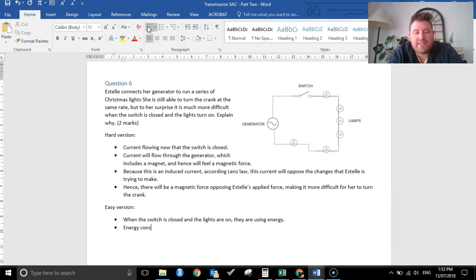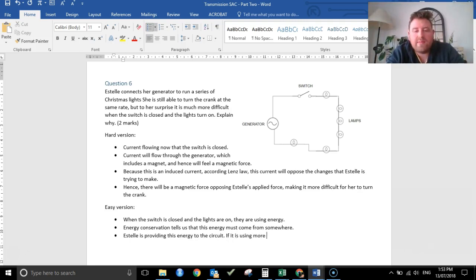Energy conservation tells us that this energy must come from somewhere. It can't just be appearing out of the ether. Not that the ether exists, as we'll talk about later. It must be provided. Estelle is providing this energy to the circuit.